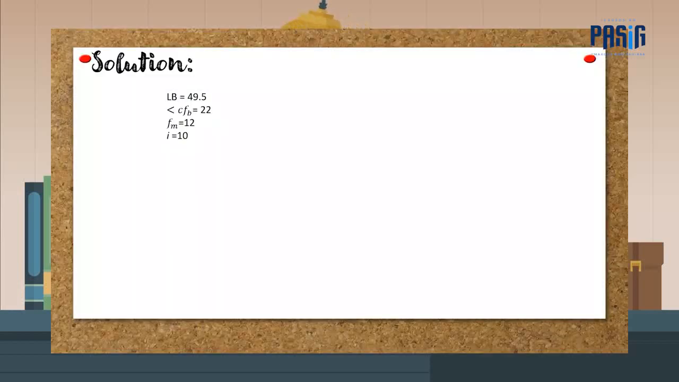Now here is the solution. Lower boundary is equal to 49.5. Less than cumulative frequency below the median class is 22. Frequency of the median class is 12. Class size is 10. Using the formula for the median of group data, we will have 49.5 plus the quantity of 27.5 minus 22 divided by 12, times 10.